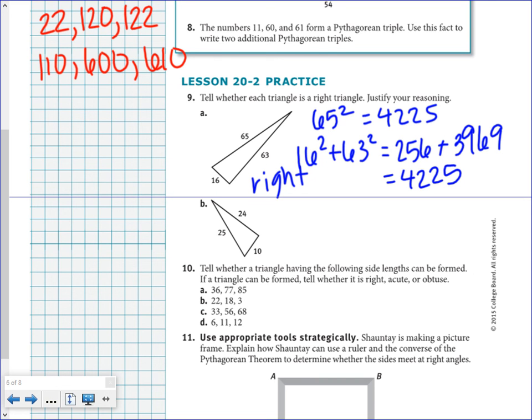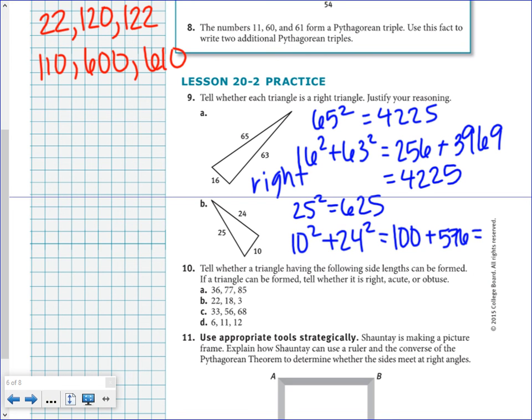Looking at part B. 25 is my largest side. So 25 squared is 625. My other two sides are 10 and 24. So 10 squared plus 24 squared is 100 plus 576. If you add those together, you get 676. Clearly those are not the same, so we don't have a right triangle.